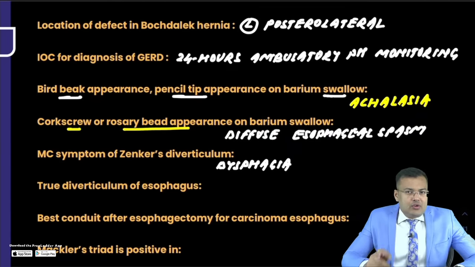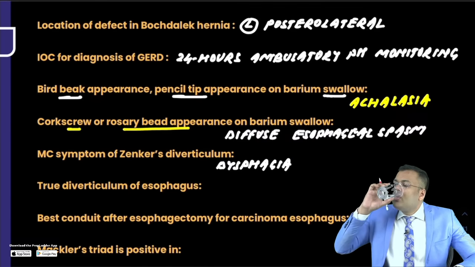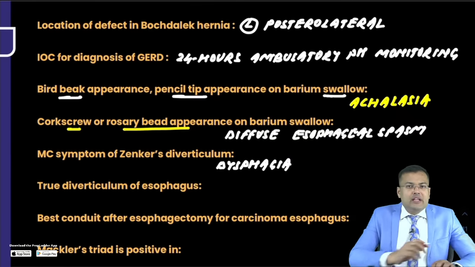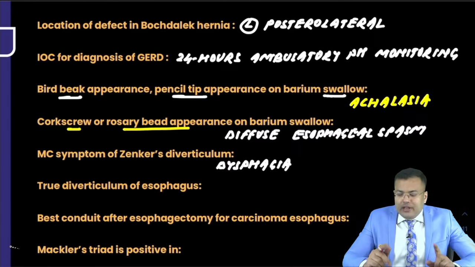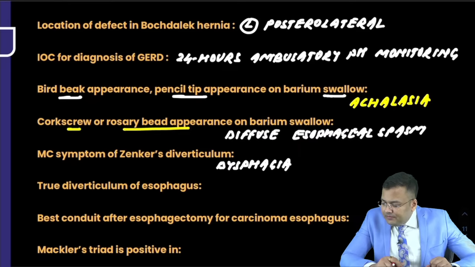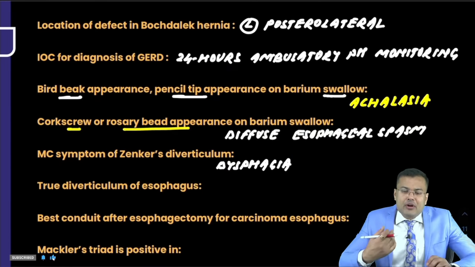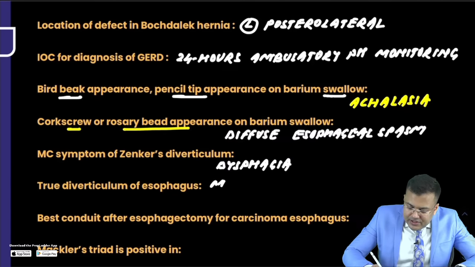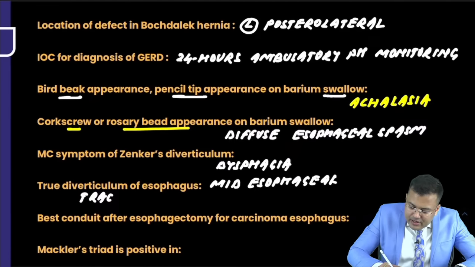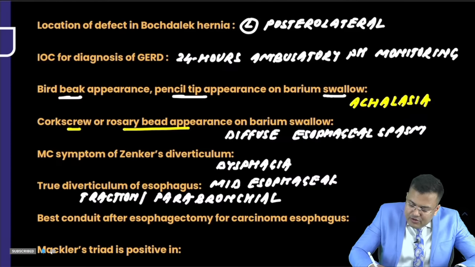Next, what is the only true diverticulum in esophagus? You know that most of the diverticulum in esophagus are false. Only true diverticulum in esophagus. Which one? Mushahid, Shivani Patel, Uma. Very good. It is mid-esophageal, also known as traction, also known as parabronchial diverticulum. So this is mid-esophageal, also known as traction diverticulum, also known as parabronchial. Clear? Only diverticulum which is true.